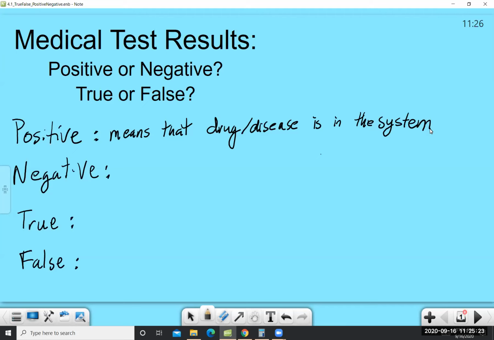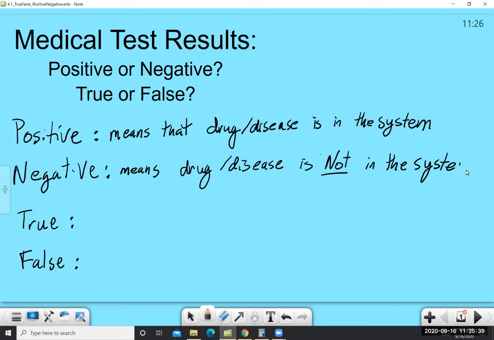you have this disease. And a negative result means that the drug or disease or whatever we're testing for is not in the system. So remember here, positive does not necessarily mean good, right? Positive could be bad if I'm testing positive for some sort of illness, and negative could be good. So remember, we're not thinking in terms of those colloquial understandings of the words positive and negative.